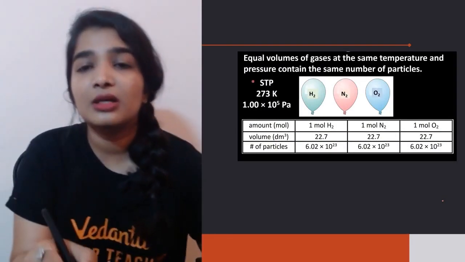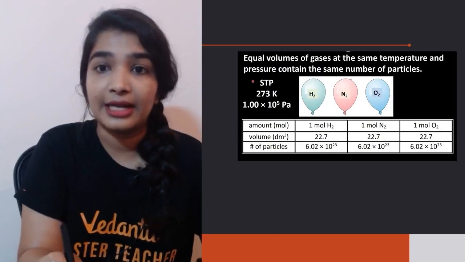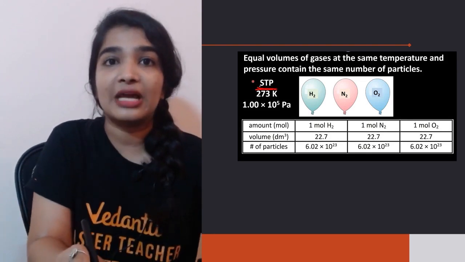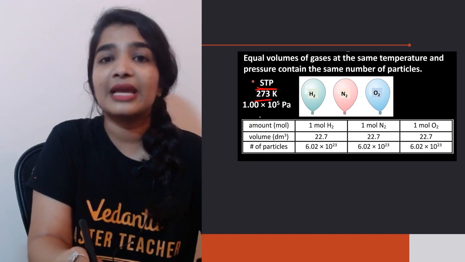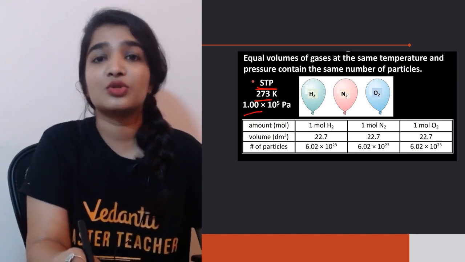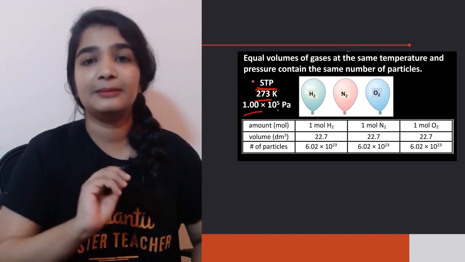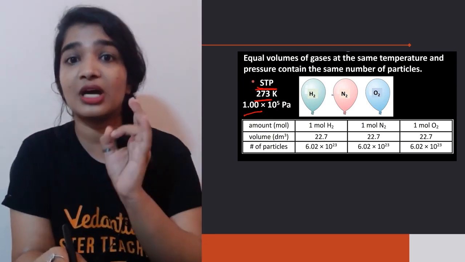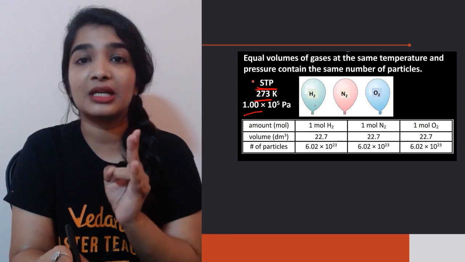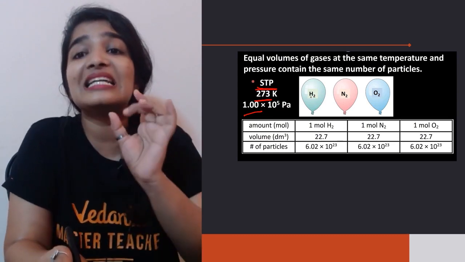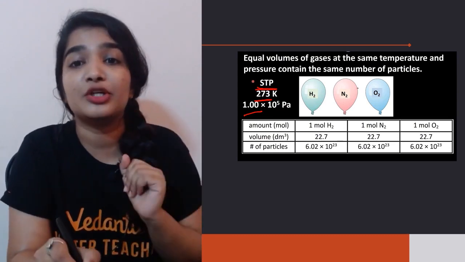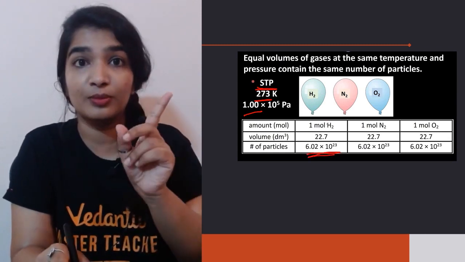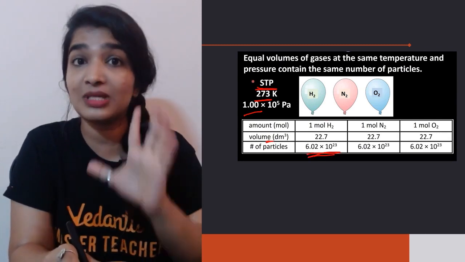Okay, see, here you have hydrogen gas, nitrogen gas, oxygen gas, at standard temperature and pressure, that is 273 Kelvin and 1.00 into 10 raised to 5 Pascal. Okay, this is the same. So we have maintained the same temperature. We are calculating the number of particles at same temperature and pressure. Look at the number of particles, and obviously same volume. That is also very important. Okay, volume has to be same.